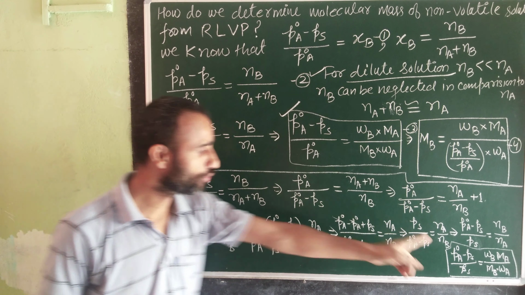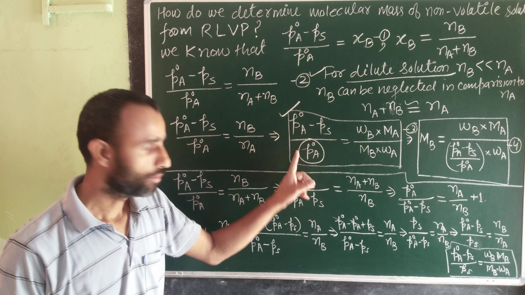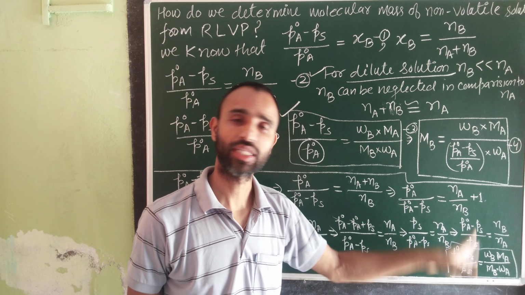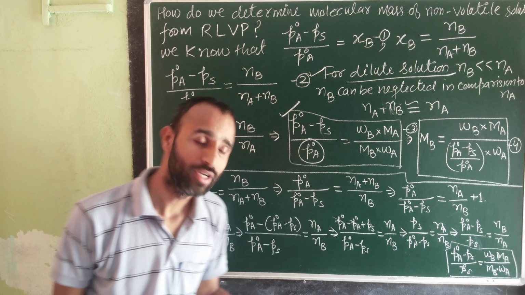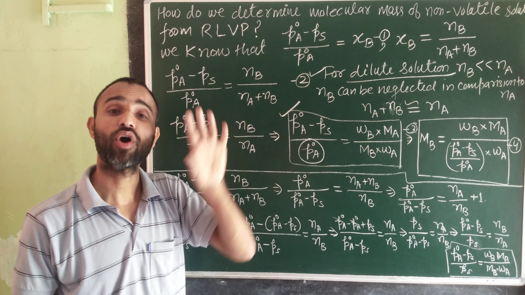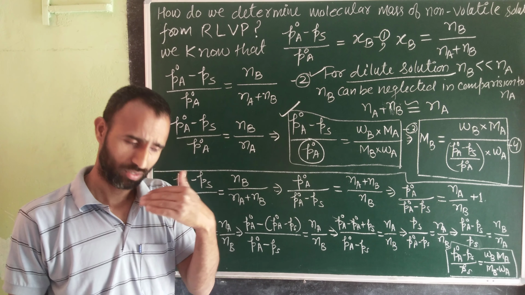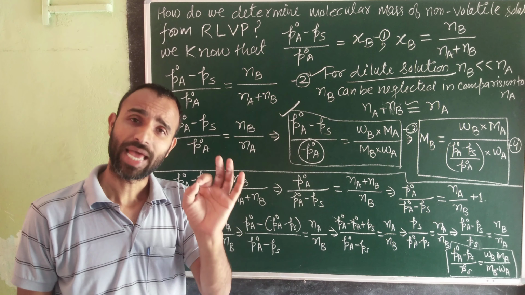Only thing is, in the approximation there is P naught A because it is total relative lowering of vapor pressure, but here it is Ps, nothing else, right? So keep in mind, if it is reported that solution is dilute, use this relation. If it is not reported, or you would like to calculate exact value of molecular mass, use this relation. P naught A minus Ps over Ps equal to Wb into Ma over Mb into Wa.